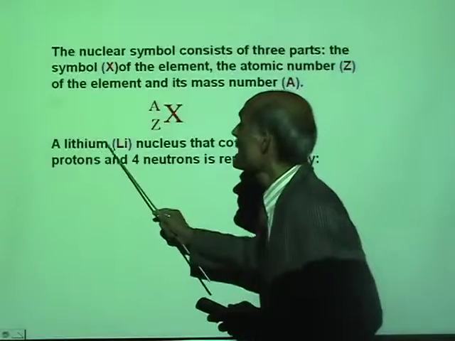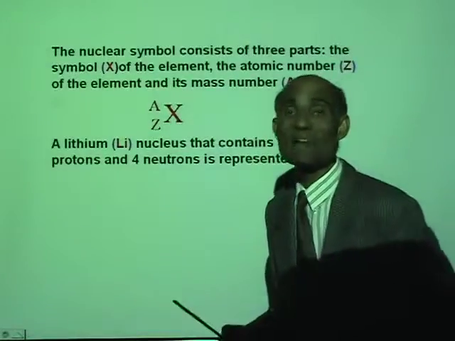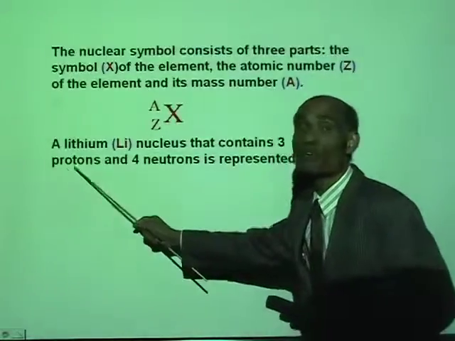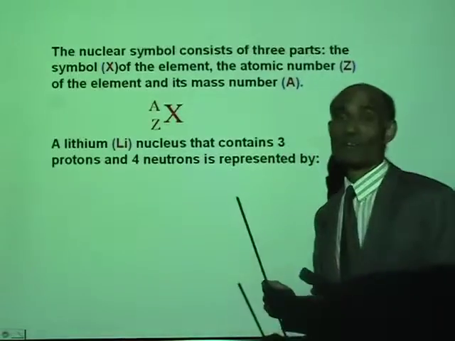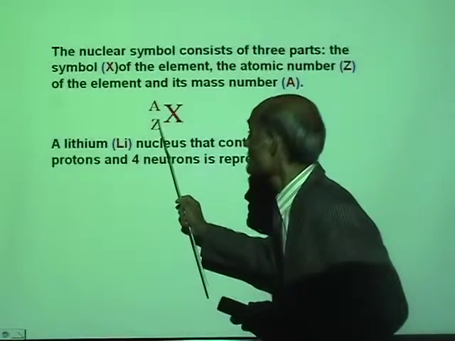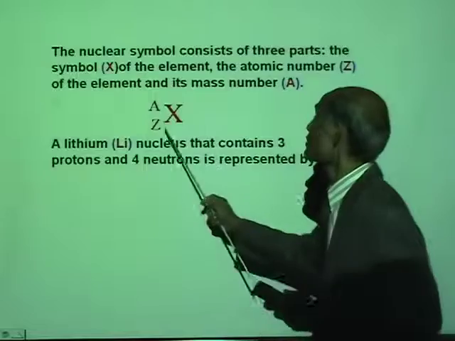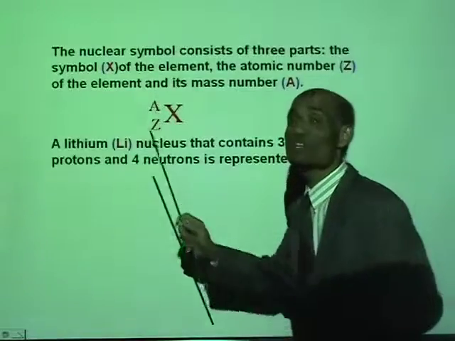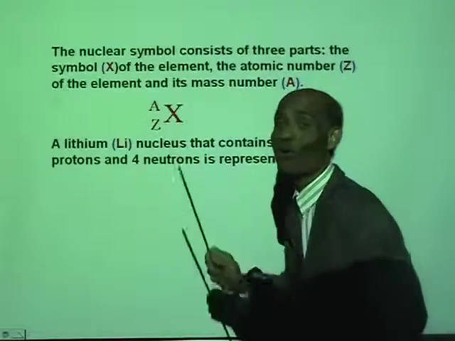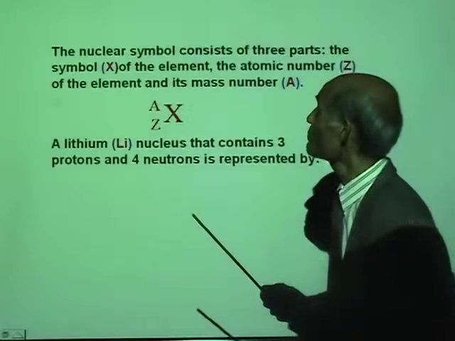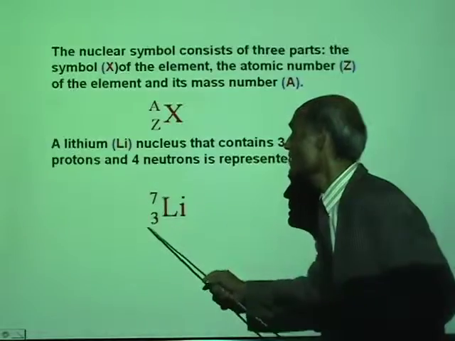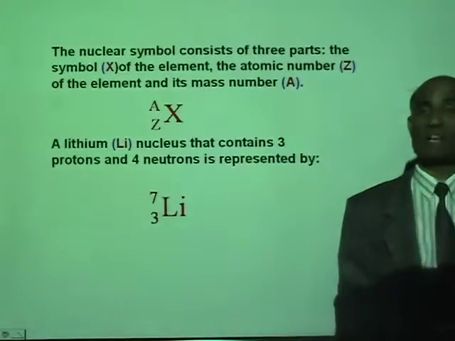For example, lithium. Lithium is an element, and the nucleus of that element contains 3 protons and 4 neutrons. Li is the symbol, Z is the number of protons, that is 3, A is the number of protons plus the number of neutrons, that is 3 plus 4, 7. So how will we represent lithium? Look at the way. Li37. This is the way we represent lithium.